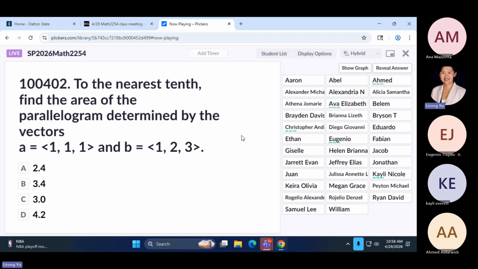The area of the parallelogram is the magnitude of the cross product. So let's try to calculate the cross product and find its magnitude.